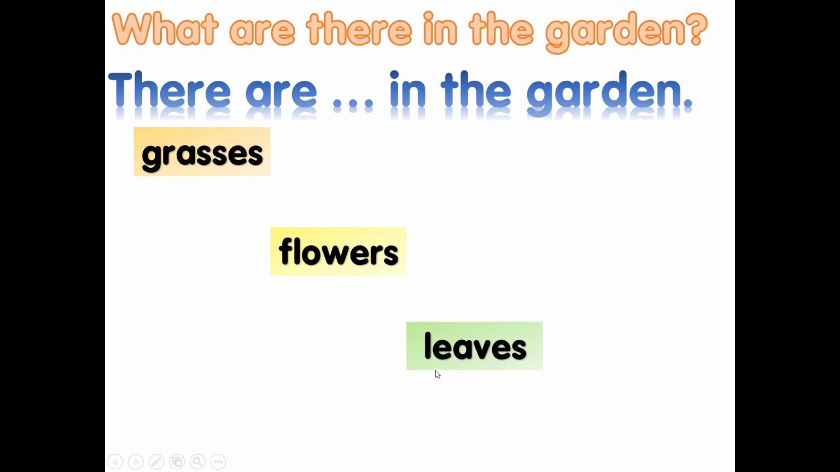What are they in the garden? They are leaves in the garden. How to spell leaves? Leaves, leaves. What are leaves? 叶子. Okay, now, what are there in the garden? They are trees in the garden. How to spell trees? Trees, trees. Okay, today is the end of the lesson.